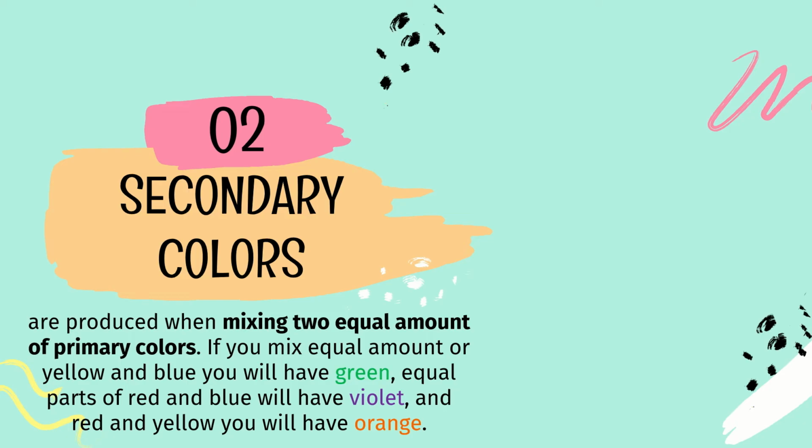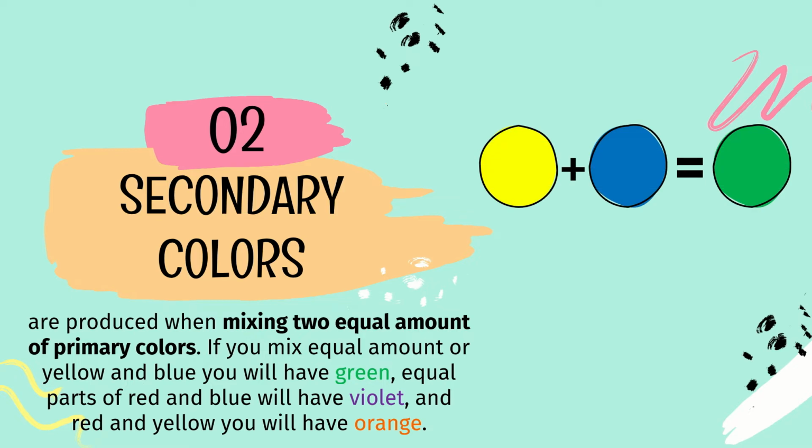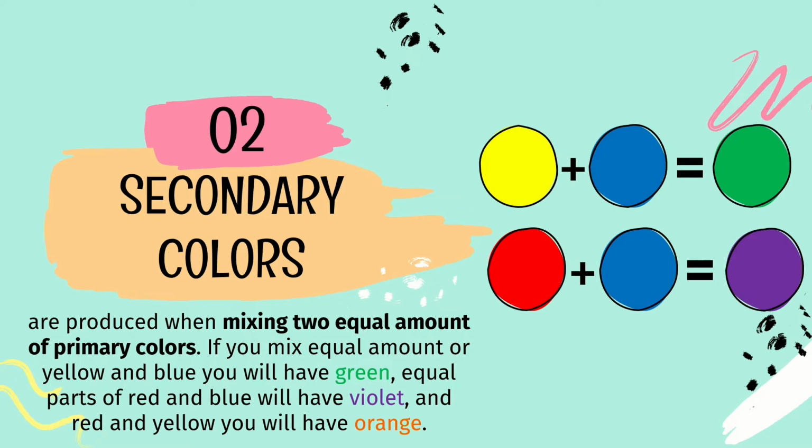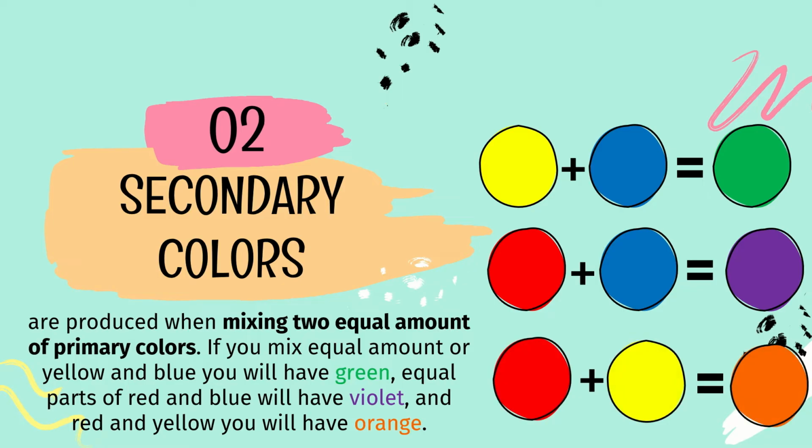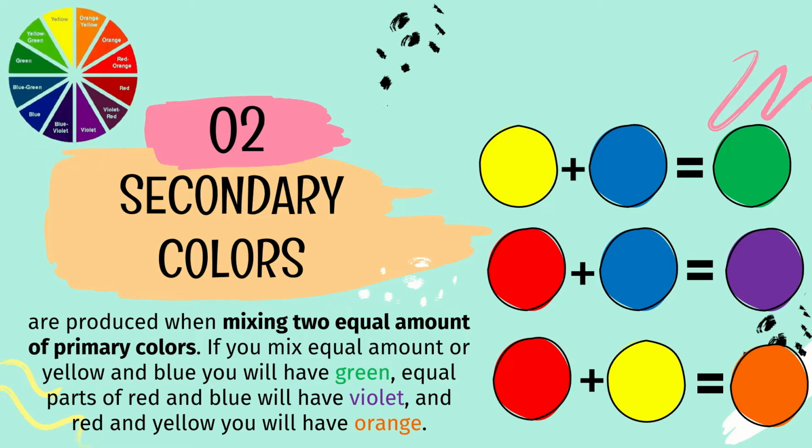Second is the secondary colors. These are produced when mixing two equal amounts of primary colors. If you mix equal amounts of yellow and blue, you will have green. Equal parts of red and blue will give violet. And red and yellow, you will have orange. Look at the color wheel, and you will find these colors, which are the secondary colors.